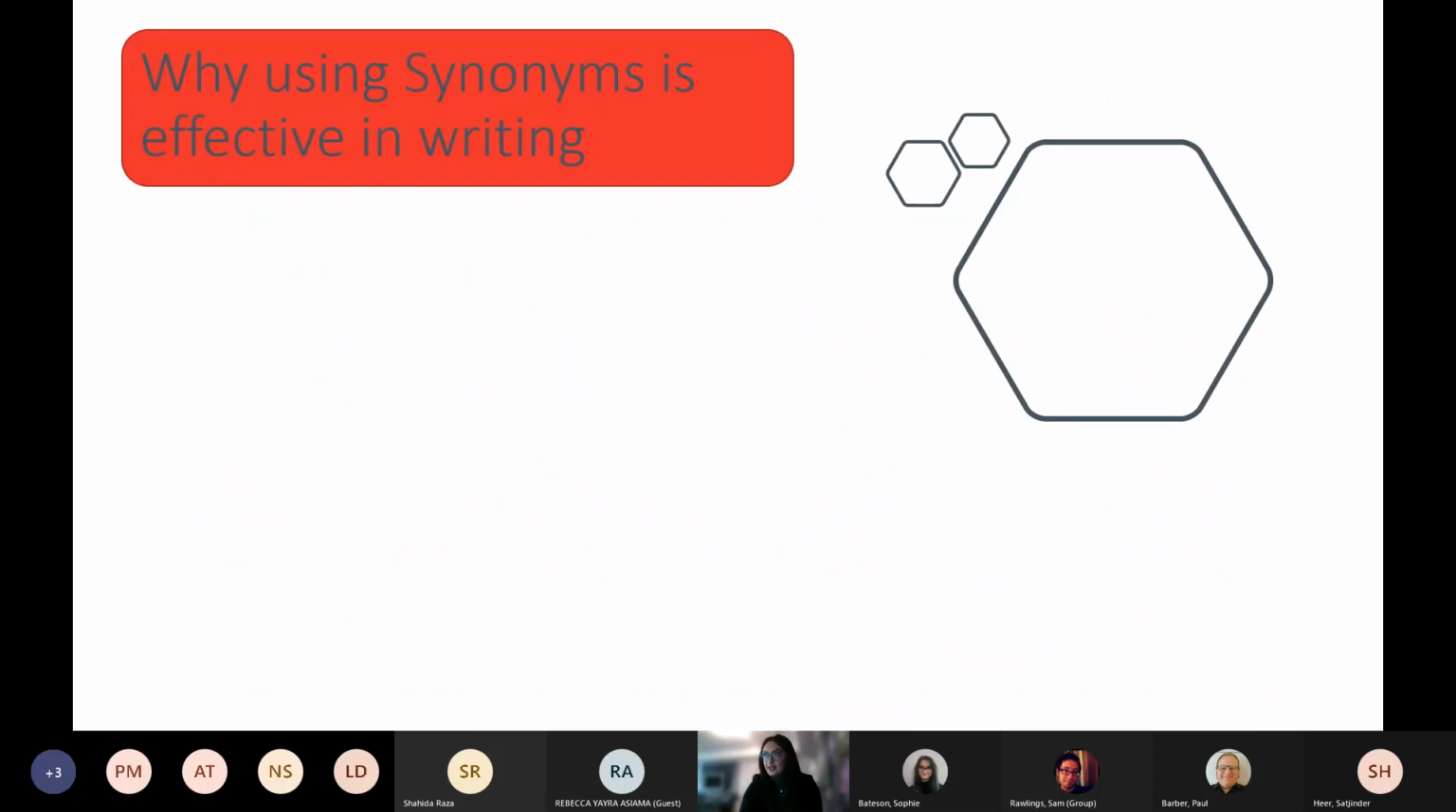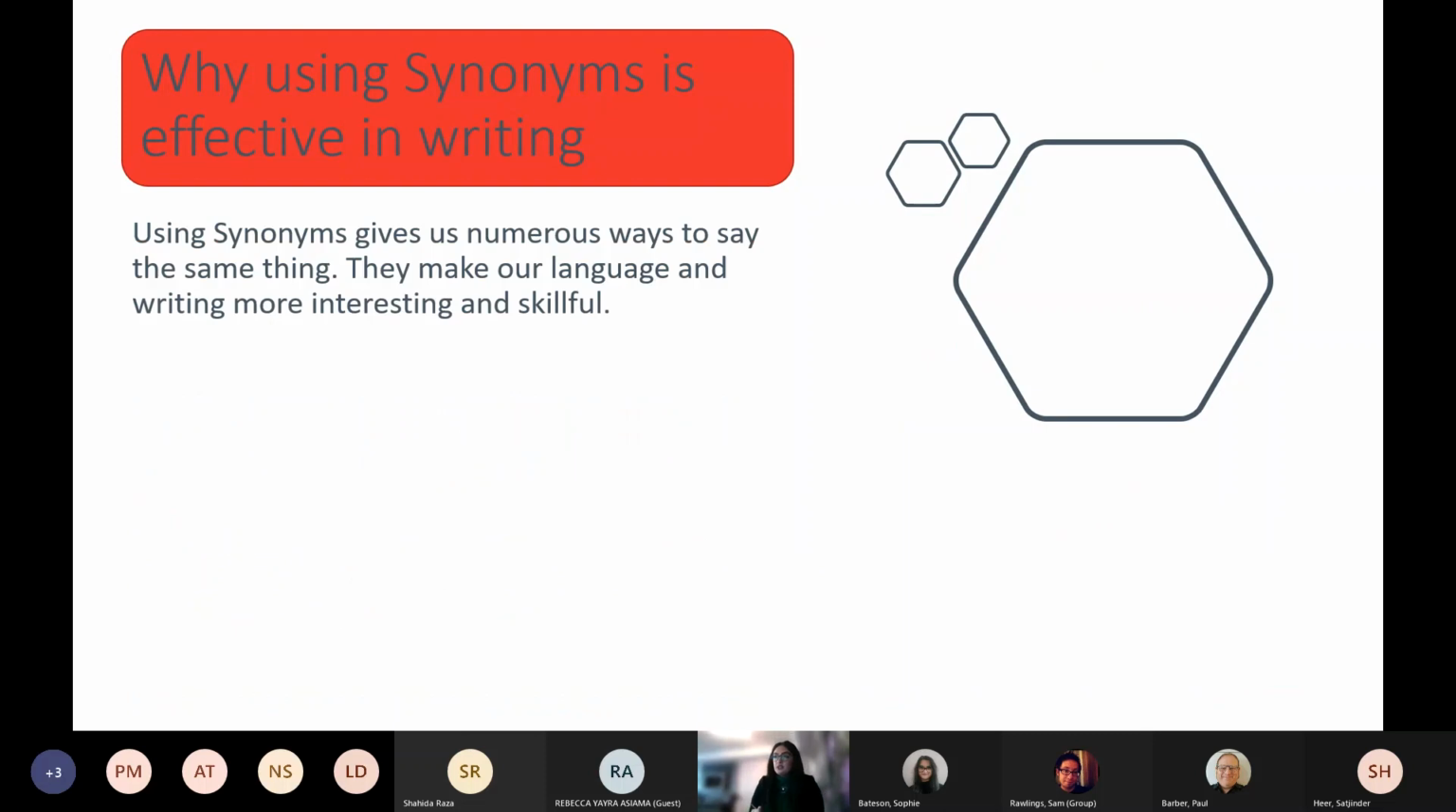So why is using synonyms effective in writing? And more so, why do we push it within the level 2/level 1 functional skills? Using synonyms gives us numerous ways to say things. It makes the language in your writing more interesting and skillful. If you start off with basic writing, basic words, and you're just telling me, say, a story, synonyms start to boost that level of writing. That's where your complexity comes in, and your examiner will look at that and think, oh, actually, they've used this technique and this synonym here. So they're not necessarily using the same word over and over again, because it will get boring in your text.